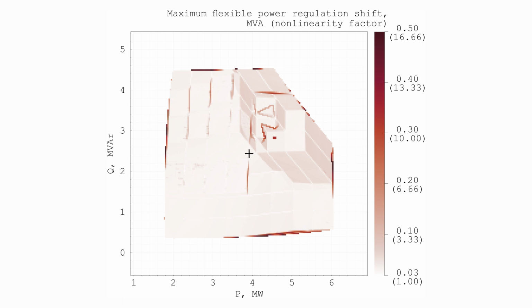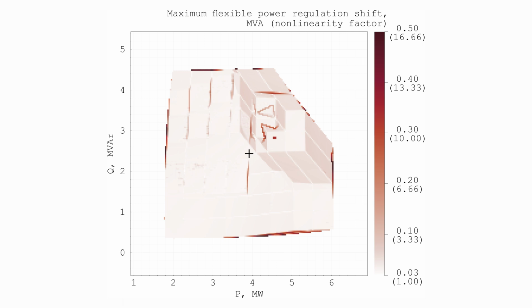The only thing that we can say for sure is that this map can guide distribution system operators how to navigate in this aggregated flexibility area and how to avoid regions with rapid nonlinear shifts in the flexible unit dispatch.